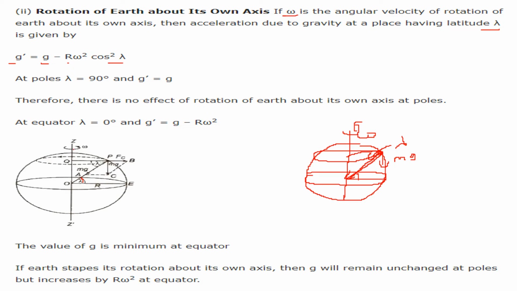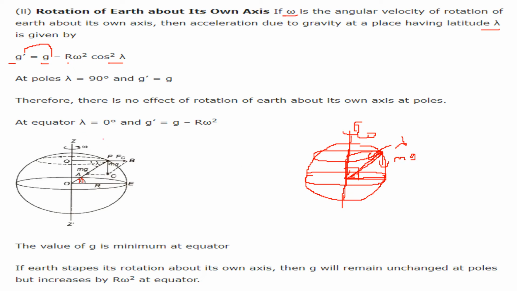When we go to the pole, this angle lambda becomes 90 degrees. So we put lambda equal to 90 degrees and we get g dash equal to g. So there is no effect of rotation of the earth about its axis at the poles, because we are talking about a point on the axis itself.